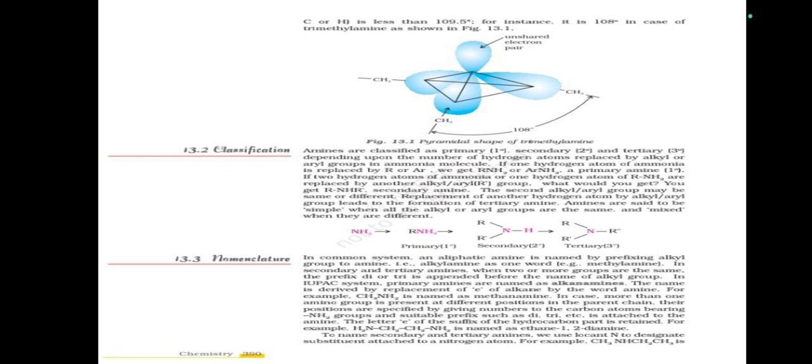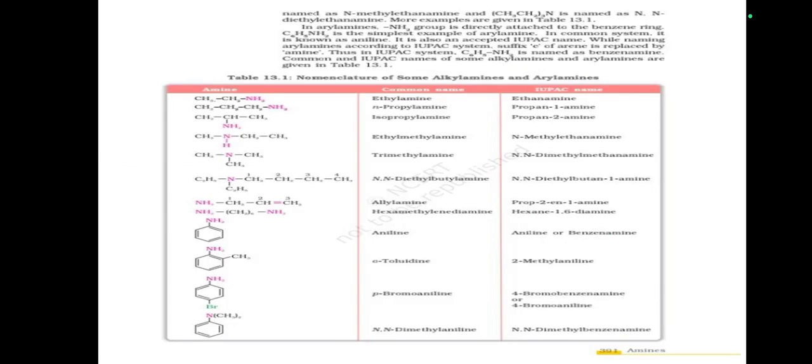Now, to name secondary and tertiary amines, we use locant N to designate the subsequent substituent attached to a nitrogen atom. For example, CH3-NH-CH2CH3 is named as N-methylethanamine, and (CH3CH2)3N is named as N,N-diethylethanamine. More examples are given in table 13.1.